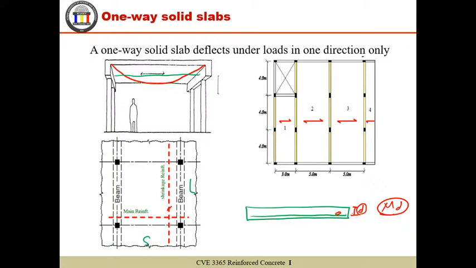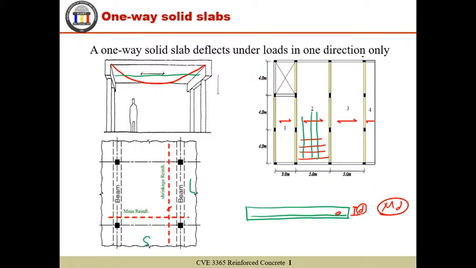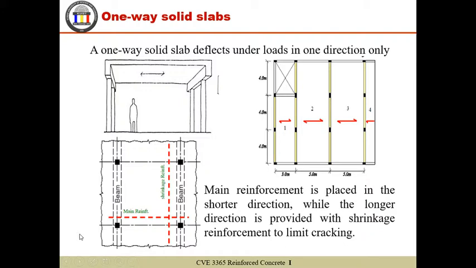So that's why we are putting it below the secondary reinforcement. So here, if I ask you to put the reinforcement for me, you will say, teacher, this is one-way solid slab. So we will put the first layer. This is the first layer. This is the main reinforcement. And then we will put the secondary or the shrinkage reinforcement in the longer direction. So here we have the statement: main reinforcement is placed in the shorter direction, while the longer direction is provided with shrinkage reinforcement to limit cracking. To limit cracking, not to resist moments, guys.